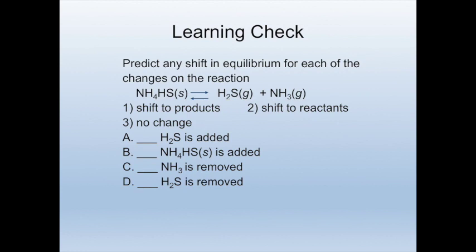So if you add H2S gas, that is a product, so it will shift the equilibrium towards reactants. If NH4HS solid is added, this will not change anything because solids are not included in equilibrium expressions. However, if you remove ammonia from the system, this will shift the equilibrium towards products, as will a removal of H2S gas.